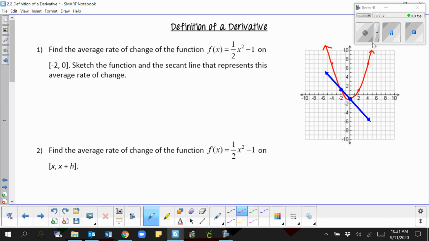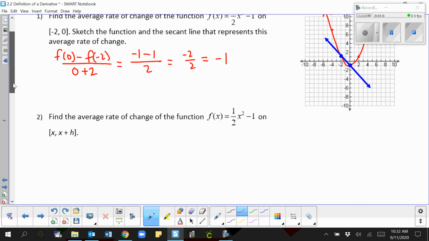So I've already sketched them over here. We've got this parabola that's shifted down 1. And then I've got my secant line here that's going to go through my points -2 and 0. So I'm looking at f of 0 minus f of -2 over 0 minus -2, which gives me +2. So on the top, f of 0 is -1 minus f of -2, which is +1, over 2. So that's going to give me -2 over 2, which is equal to -1. So my average rate of change right there is -1.